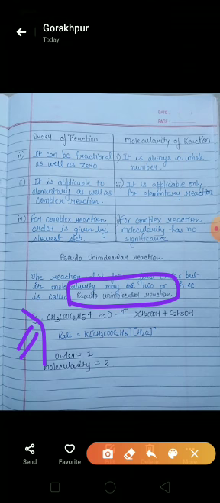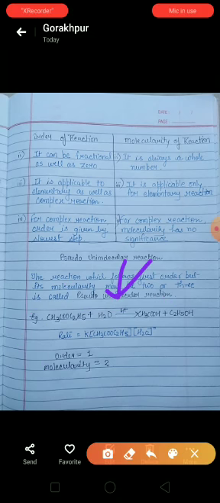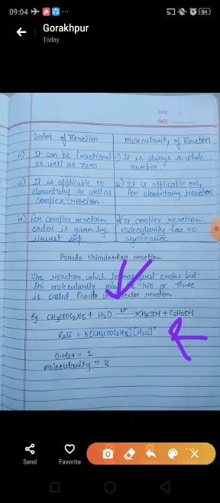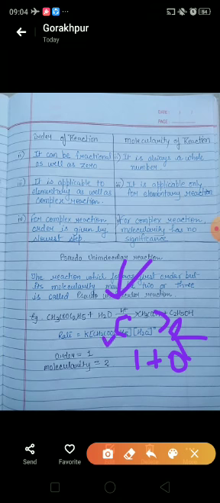You can see the example here. CH3COC2H5 plus H2O in acidic medium, here H+ represents the acidic medium, gives acetic acid and ethanol. For this reaction, the rate expression is given as k [CH3COC2H5]^1 [H2O]^0. The order of reaction is simply the sum, so here it is 1 and for H2O it is 0. So order will be 1.